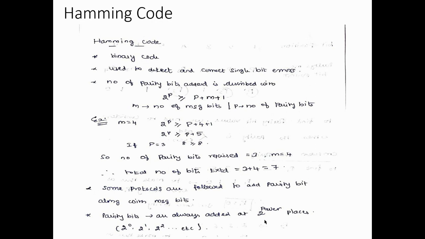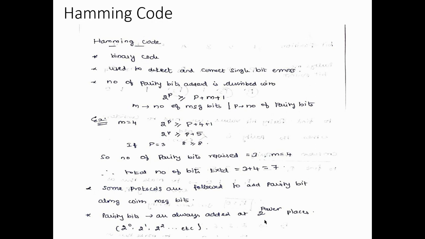The number of parity bits added in the Hamming code is described with the given equation: 2 power p is greater than or equal to p plus m plus 1. Here m represents the number of message bits and p represents the number of parity bits. For example, if the number of message bits we are trying to transmit is 4, then the number of parity bits required is 2 power p greater than or equal to p plus 4 plus 1, so p plus 5.